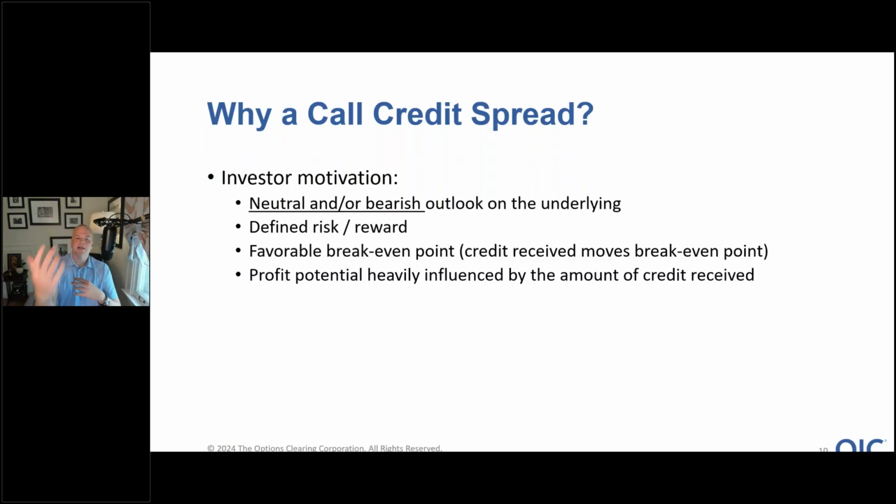In this case, because it's a call credit spread, you're short the bigger option and you're long the smaller option, but it still has defined risk. The reason is that the spread itself can only be worth a certain amount. In this case, it can really only be worth the difference between the strikes, especially if you have it on 1-to-1. I'll talk about that in a little more detail later on.